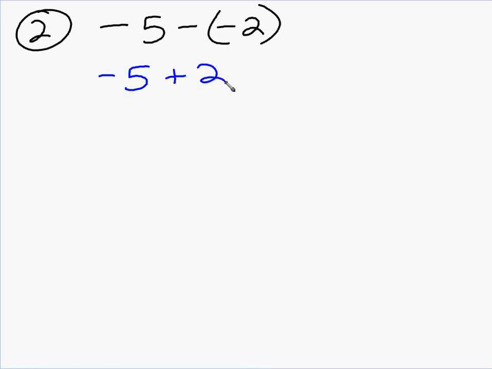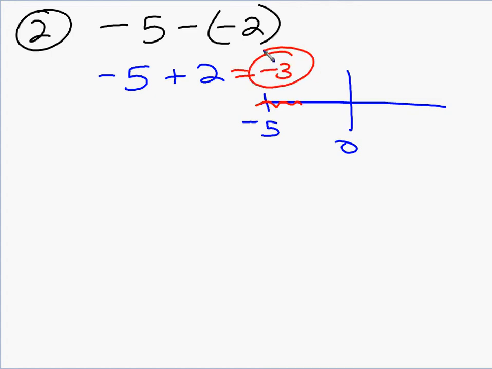Let's do another one of those. Negative 5 minus a negative 2. Well, once again, we need to rewrite it as negative 5 plus 2. So think of your number line. If I start, here's 0. If I start at negative 5 and go 2 units to the right, where am I? Negative 3. Use your number line to help you, people. All right, it will really help.